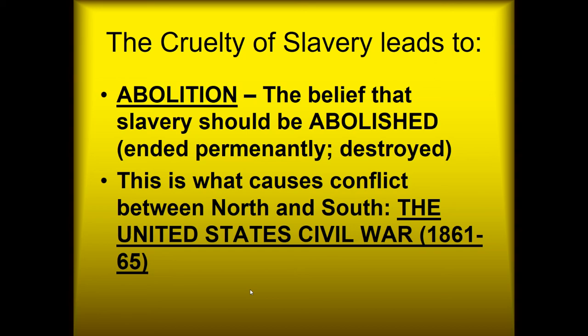So a lot of people, especially in the northern states, start to turn against slavery, and those people are called abolitionists. That term abolition is the belief that slavery should be abolished, which means ended permanently or destroyed. And this is what's going to lead us directly to the conflict between the North and the South. The U.S. Civil War, which is going to start in 1861 and end in 1865.